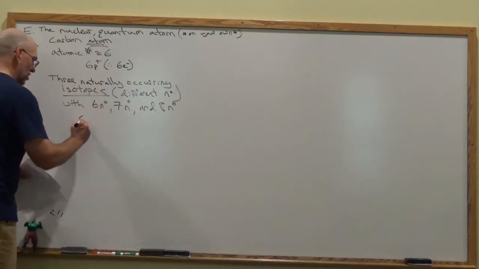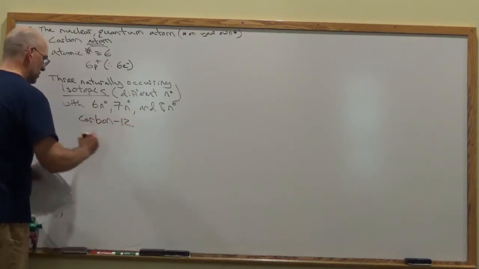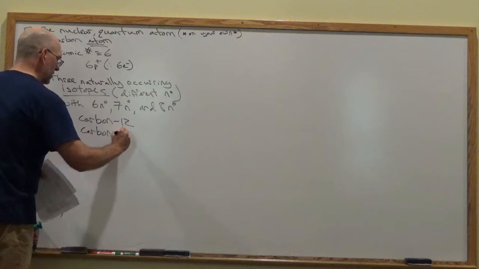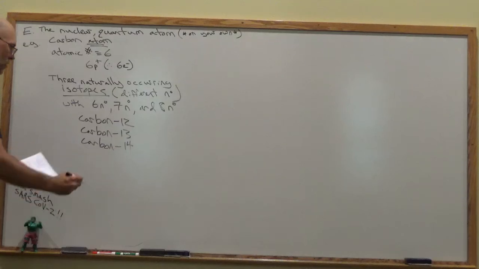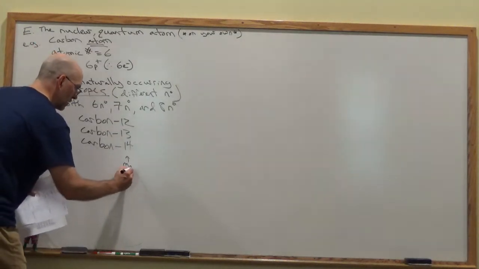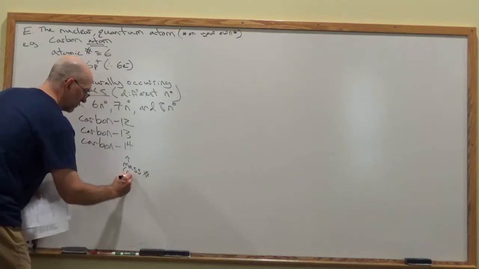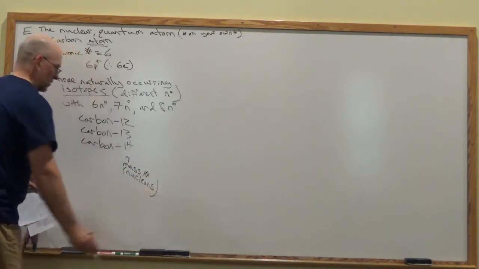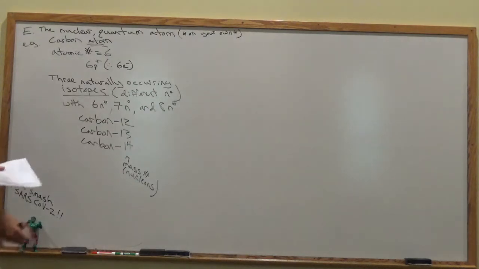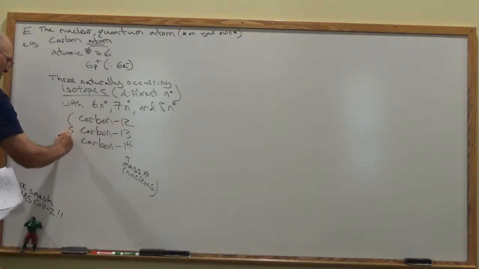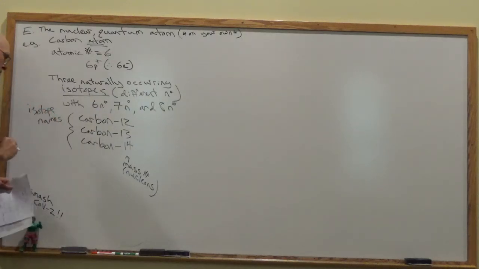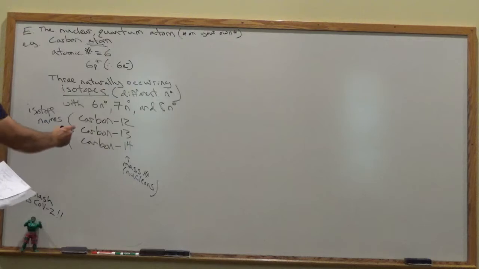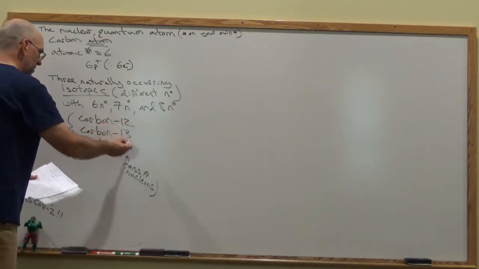And we actually call those carbon 12, carbon 13, and carbon 14. So these are the mass number, and that's the number of nucleons. And these are called the isotope names. Nice. And so that's one way of writing. So it's carbon 12, carbon 13, carbon 14.